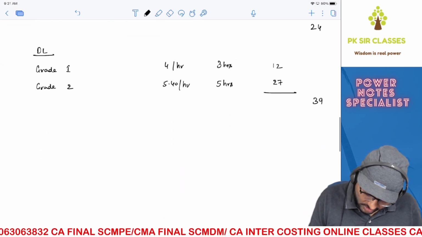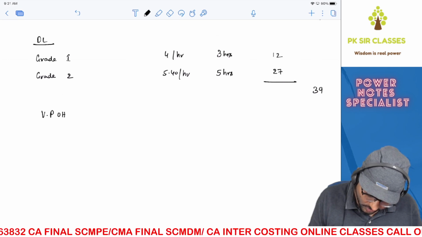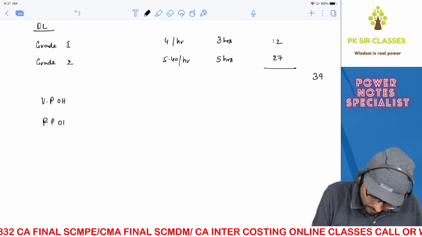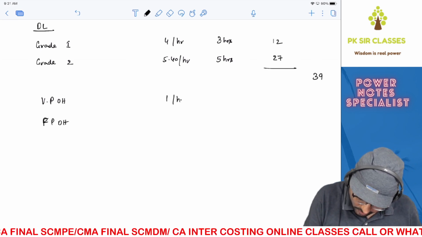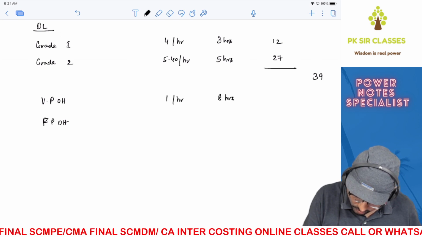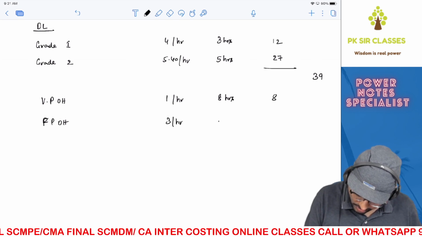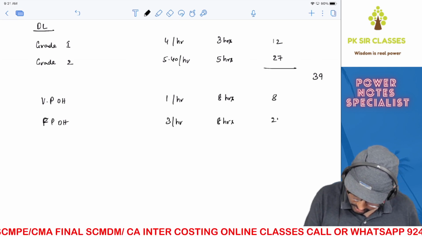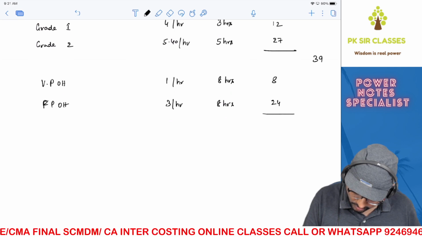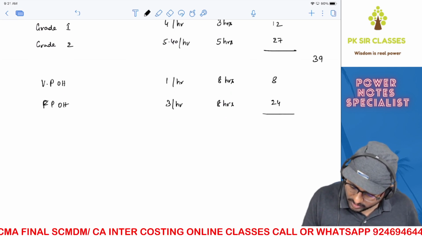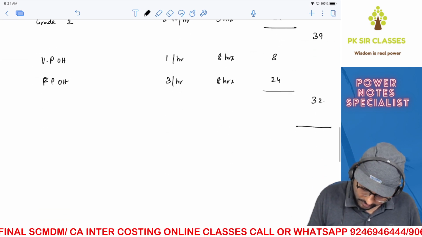The next one that we're gonna see is variable production overheads. Okay, and then you also will have fixed production overheads, obviously. Now variable production overheads, let's say it is 1 rupee per hour, and you have 8 hours, so which means it will cost you 8. Fixed production overheads, let's say it is 3 rupees per hour, and you have 8 hours again for the same, it's going to be 24. Okay, so this will cost you somewhere around 32. Okay, right. In that case, what's going to be your total cost of the product?